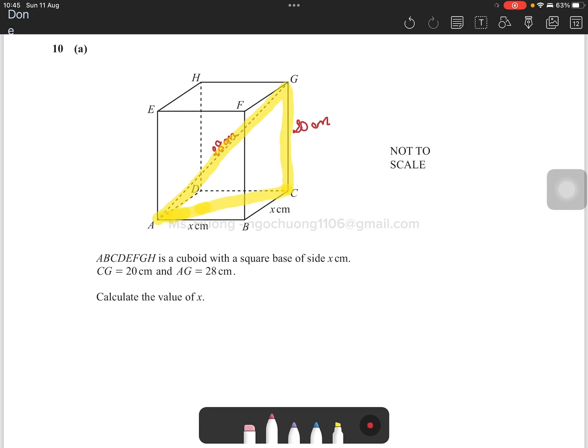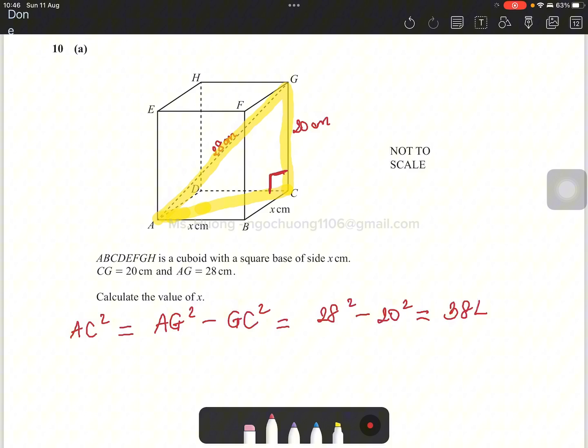And in this triangle, we can find the value of AC squared by subtracting GC squared from AG squared. AG squared is 28 squared and GC squared is 20 squared. And this one is equal to 384.